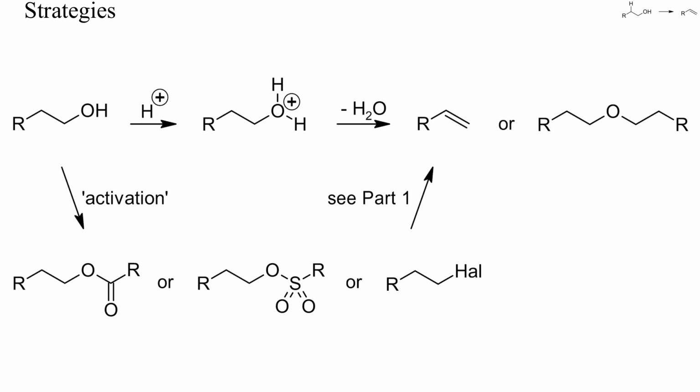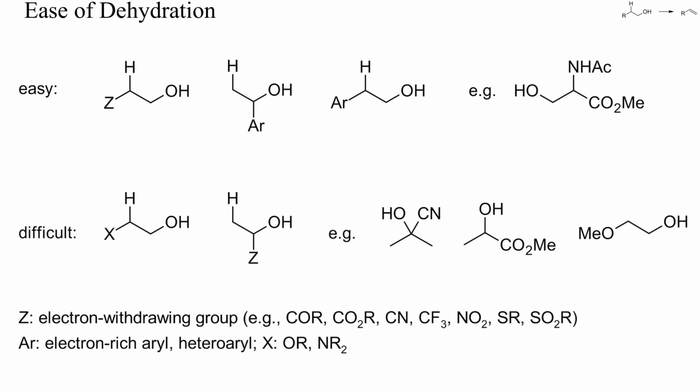To suppress the formation of these byproducts, hydroxy groups are often converted into better leaving groups, for instance by esterification or sulfonylation. The elimination of sulfonates and halides is discussed in the first video of this playlist. Simple primary alkanols do not undergo dehydration easily and usually require some activation. Alcohols with electron-withdrawing groups or arenes in position 2 or benzylic alcohols, however, can often be dehydrated directly without activation.